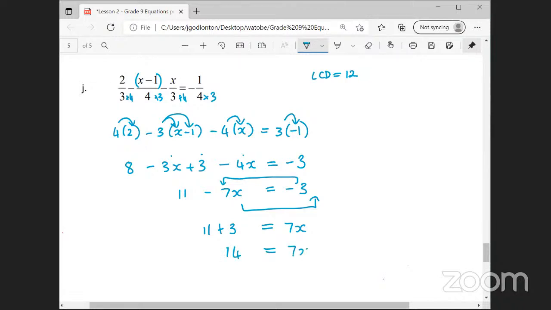14 is equal to 7x. And so my answer is 2. Okay, can I get an idea in the comments on whether we got this right? And also if you could give me an idea of if you're feeling a little bit better with these fractions than you did at the beginning of the lesson.